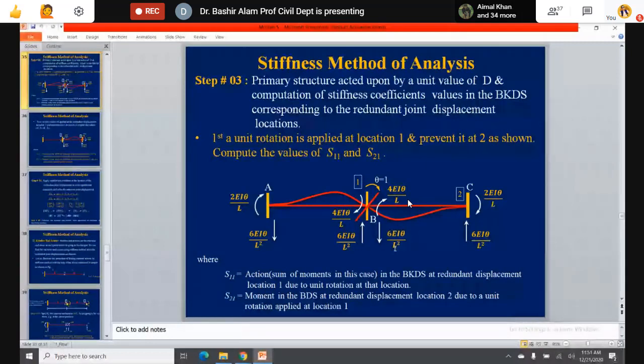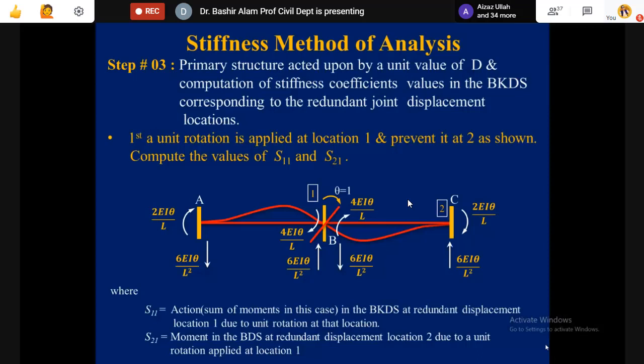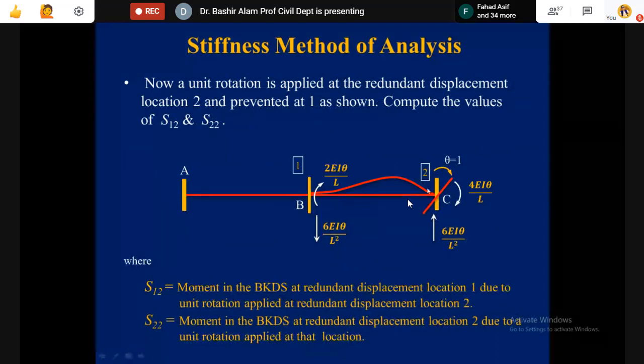If there is a big pause, I'll assume that I can go to the next slide now. Corresponding to D1, this unit rotation was given. Now we need to give unit rotation corresponding to D2. So here at D2 we are coming to this joint C. This vertical line is becoming this red horizontal because we are releasing this support to give it a unit rotation.